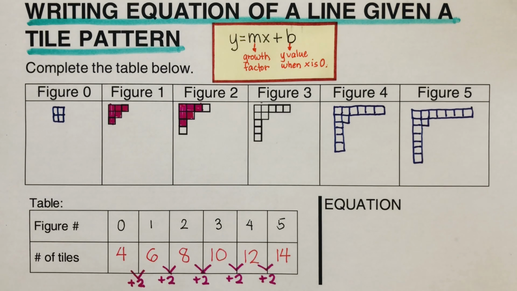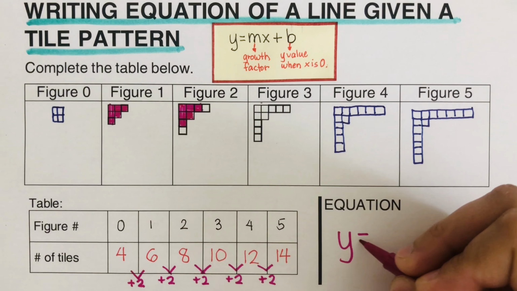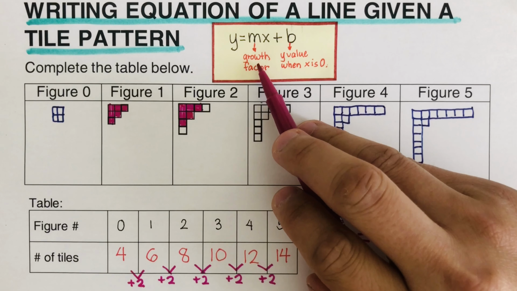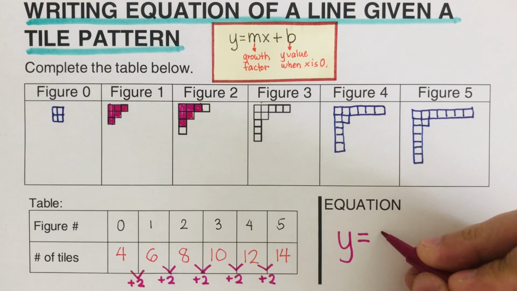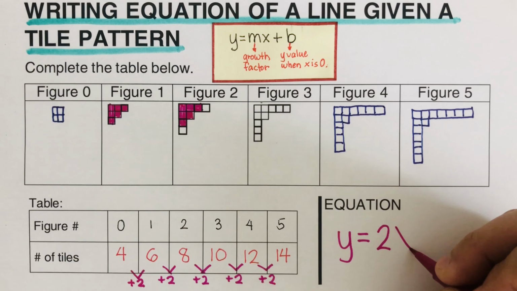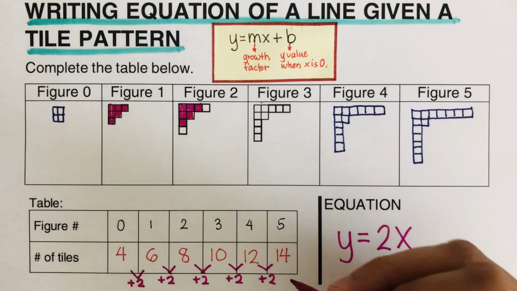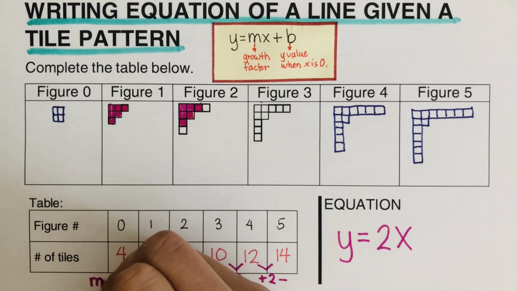So then we can go ahead and write the equation as y equals, and we only change the ones that are labeled red. So the growth factor is 2. So I'm just going to go ahead and write 2 here. And then I put the x because it has an x next to it, the m, or the growth factor. So this will be representing my m. So that's the m right there.